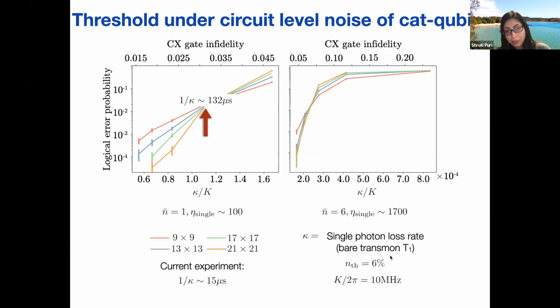In fact, for example, when I put thermal photons in my simulations, I put a very high number for thermal photons. The reason was that this was the number of thermal photons we were seeing in Nick's first experiment, but we don't expect that. There's no reason to expect that this is not going to go much lower. So this is really conservative. That's really cool.